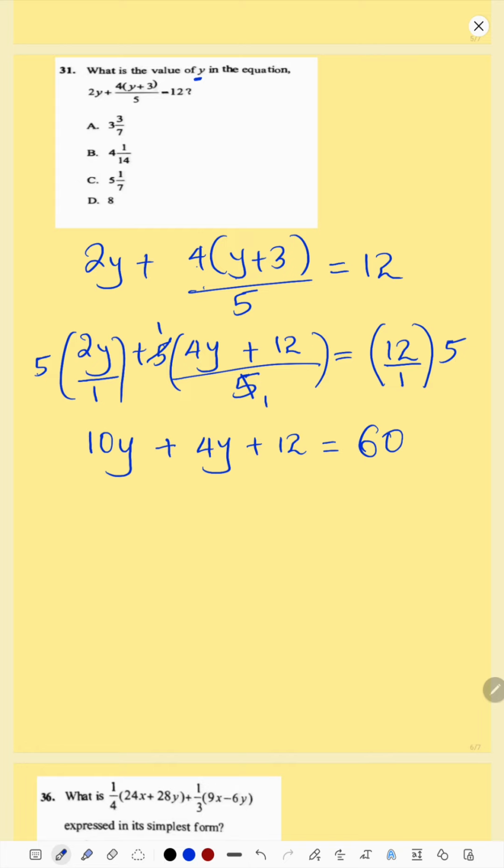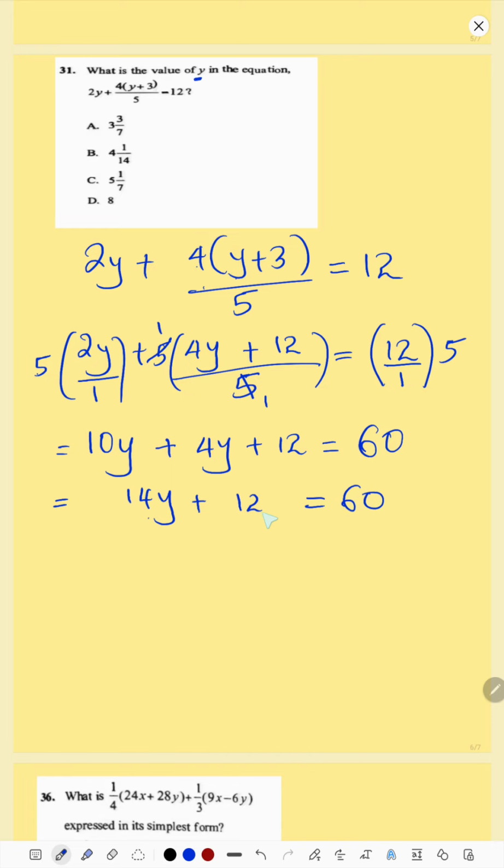60. Remember, if there was another fraction, maybe 2 over 3 or something else, we could have found the LCM and then multiplied. But since we had only 5, that's why we multiplied by 5. Let's go ahead and simplify this. This will be 10y plus 4y, that's 14y, plus 12 is equal to 60.